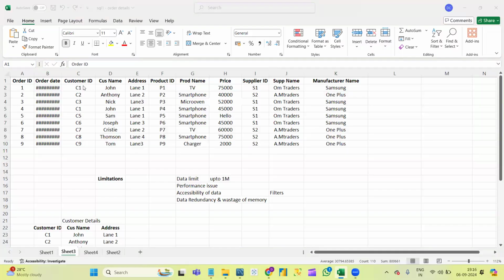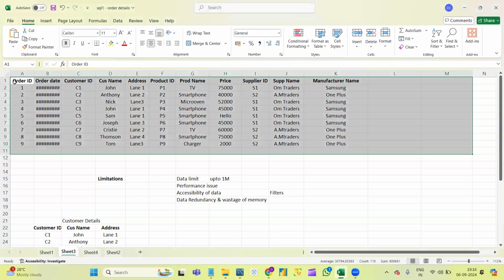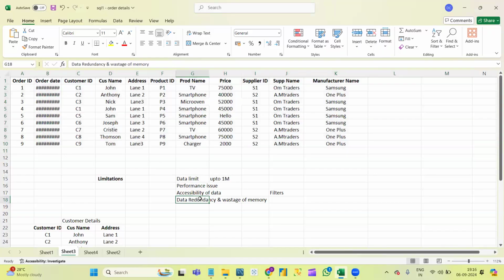Previously, I said that if we store this kind of data in an Excel file, we will have some limitations, and we discussed some of them here. At that time I said that to overcome these limitations, mainly data redundancy and data integrity, that means our data is repeating again and again.